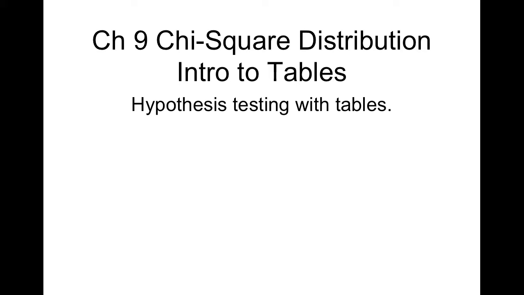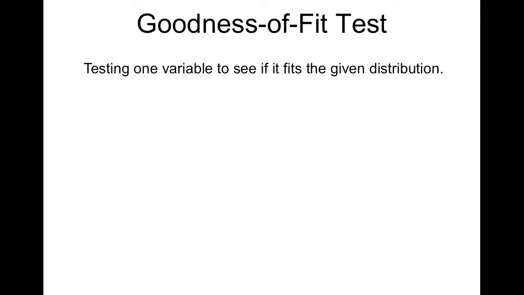Okay, so moving on with the chi-square, we did the null and alternate for the goodness of fit test. Now we're going to move on to actually finding the p-value and coming up with a conclusion. The goodness of fit test has just one variable, and we're looking at whether that variable fits a given distribution.